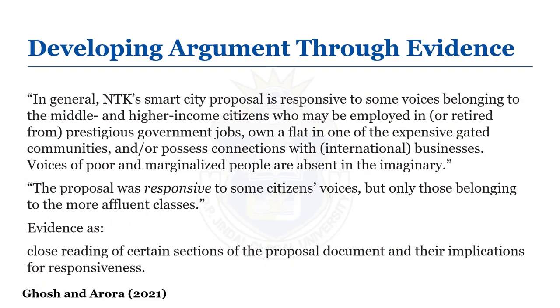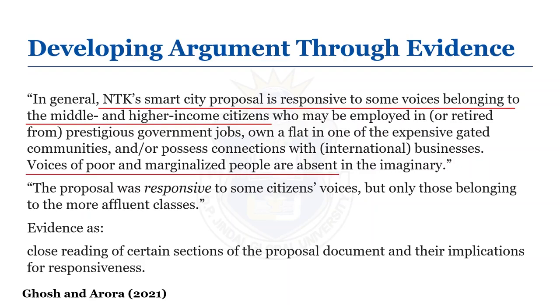In the later part of the section, the authors circle back to the claim that they had made. That is, the proposal was not responsive, or rather it was selectively responsive to voices from the middle class, and that it excluded voices from marginalized sections. Thus, we see how evidence is being deployed in support of the claim that the smart city proposal was selectively responsive to citizens. The evidence included a close reading of certain sections of the proposal in order to understand their implications for the requirement of being responsive.